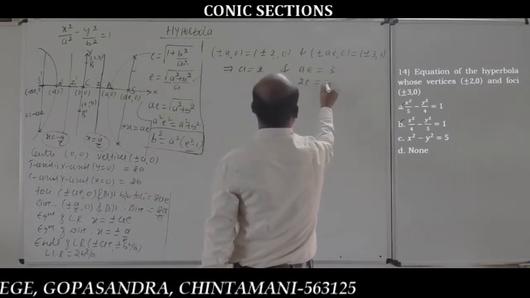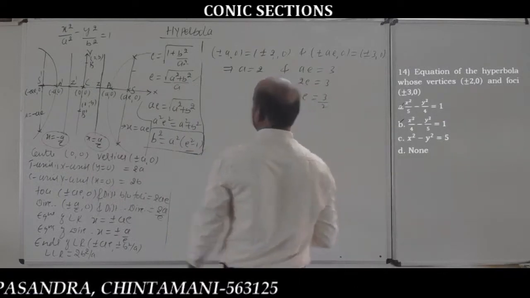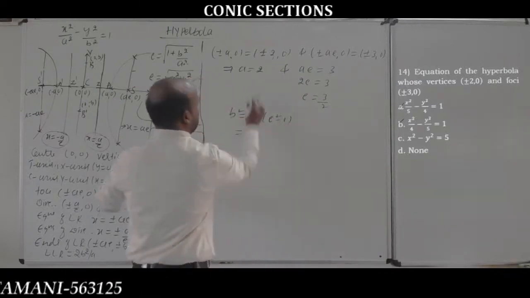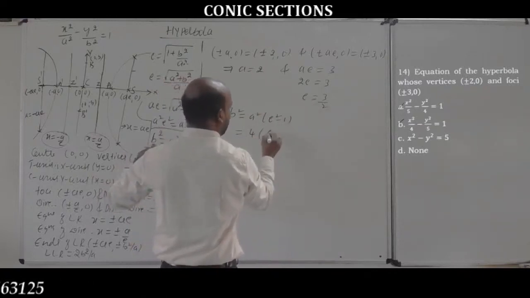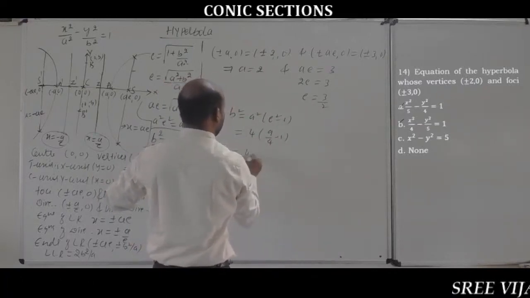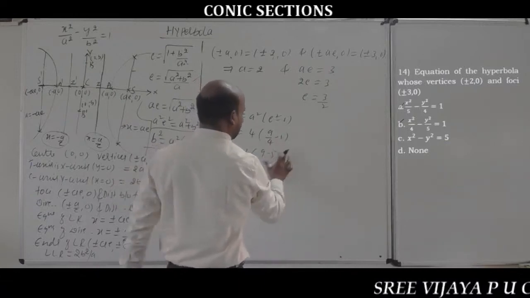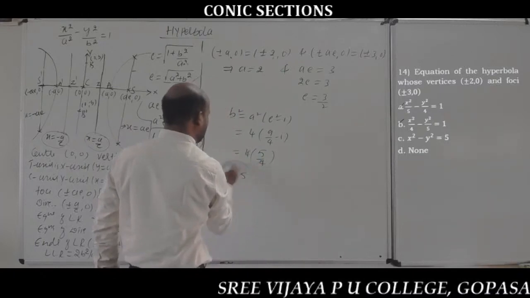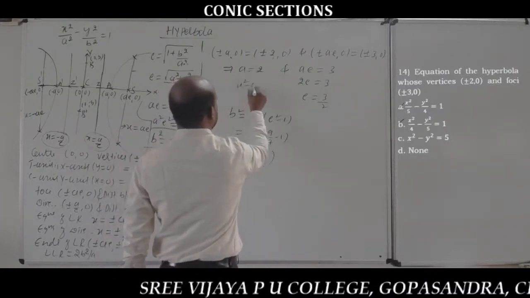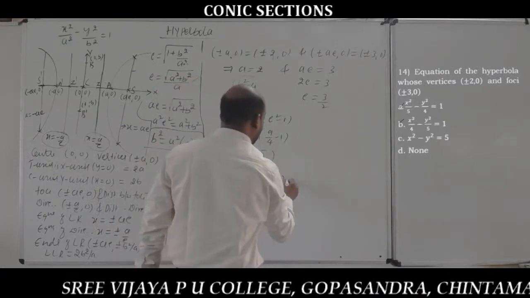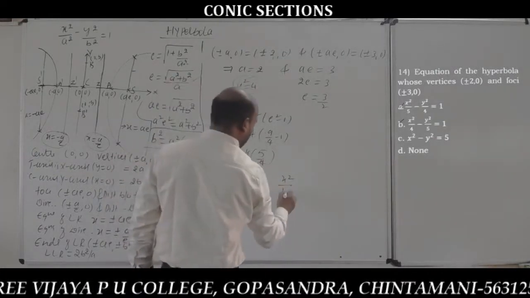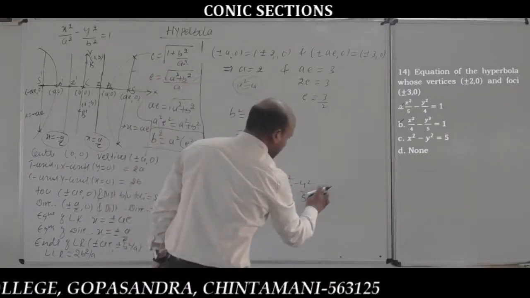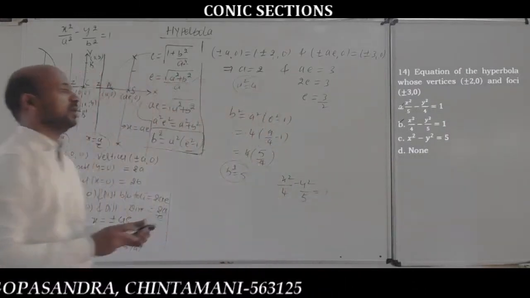So 2 times e is 3, so e is 3 by 2. So b square is equal to a square into e square minus 1. a square is 4, e square is 9 by 4, minus 1. 4 into (9 minus 4)/4, that is 5. So the value of b square is equal to 5 and the value of a square is 4. The equation of the hyperbola is x square by a square, 4, minus y square by b square, 5, equals 1. That is, x square by a square minus y square by b square is equal to 1.